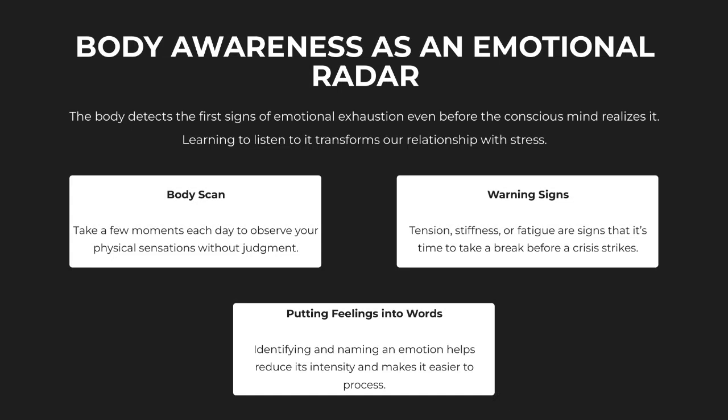Our bodies serve as an emotional radar, often detecting the initial signs of emotional exhaustion before we're even consciously aware. Learning to listen to these subtle cues can significantly change how we handle stress. One effective practice is a body scan, where you take a few moments each day to notice physical sensations without any judgment. This simple habit strengthens awareness and helps you tune in more closely to your body's signals. Another important step is putting feelings into words. By identifying and naming emotions, we can lessen their intensity and make them easier to manage. Finally, be alert to warning signs like tension, stiffness, or fatigue. These are signals from your body telling you it's time to pause and recharge before reaching a breaking point. Recognizing and responding to these signs early can prevent emotional burnout and improve overall well-being.